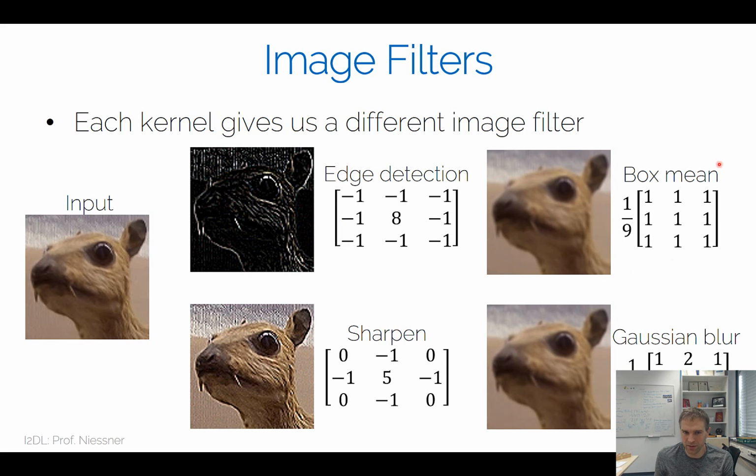Or this is a box mean filter, right? It's just blurring the image. This is a sharpening filter, which is kind of using the gradients. This one is using a Gaussian blur filter, similar to that one, except with a different blur kernel.